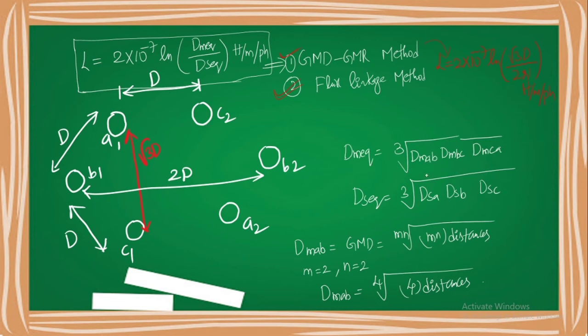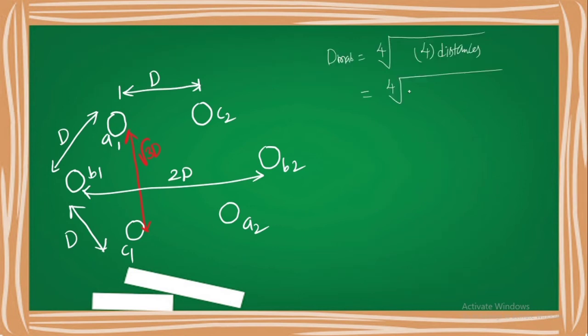For all the three, you will get the fourth root of 4 distances. The distances are D A1 to B1, D A1 to B2, D A2 to B1, and D A2 to B2. First I am starting with A1. These are the 4 distances.